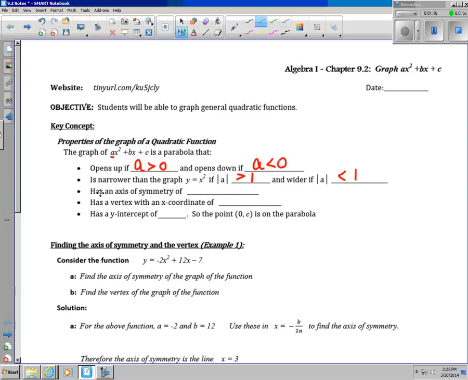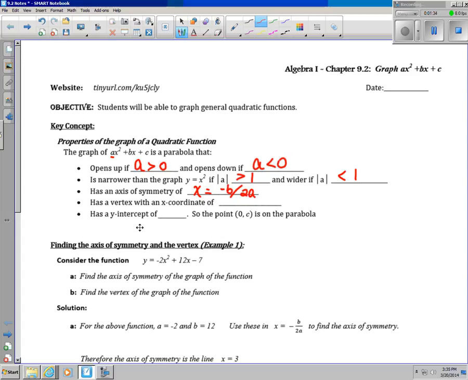Now this is a new one. It has an axis of symmetry. You'll understand this in a little bit. An axis of symmetry, which is going to be a line. And that line is going to be x equals negative b over 2a, or negative b divided by 2a.